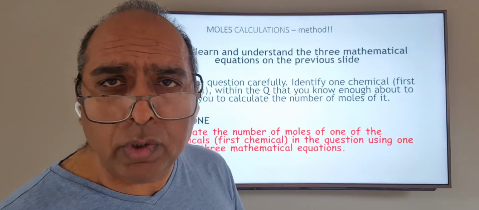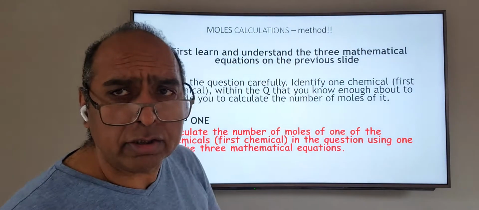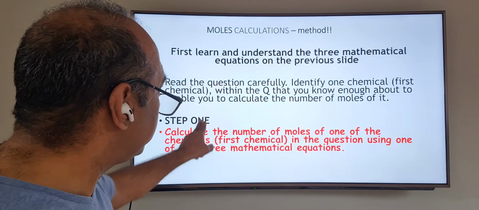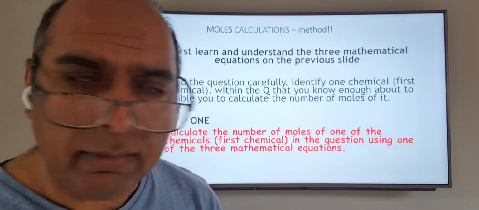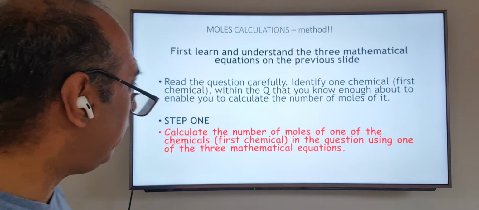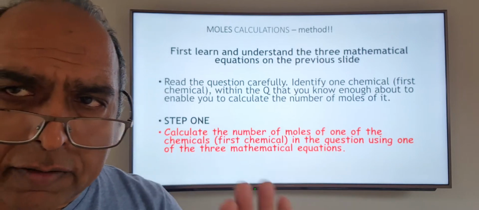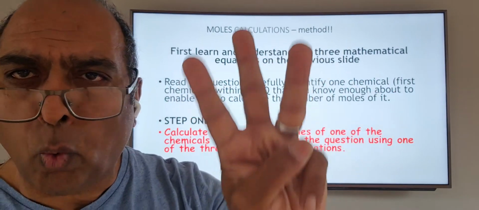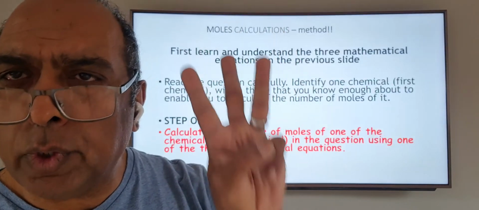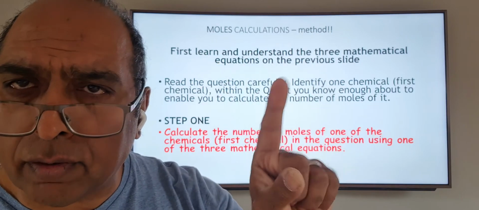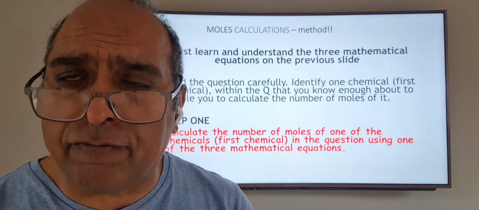What I'm saying to you is there will be one chemical, which I'm going to call the first chemical. Within that, you'll know enough about it to calculate the number of moles of it. So step one, calculate the number of moles of the first chemical using one of the three mathematical equations. Every calculation starts with which one of those do you need, and that depends on the context. Having got one of those, use it on the first chemical, and then you can work out the number of moles of the first chemical.